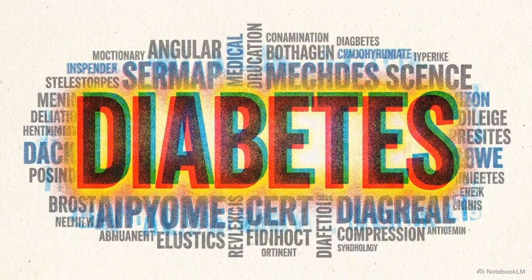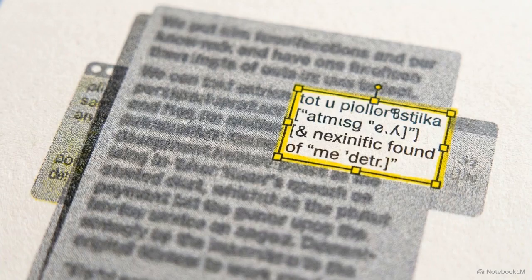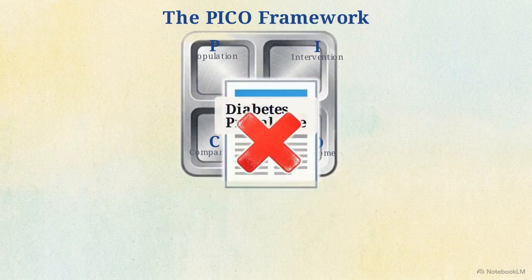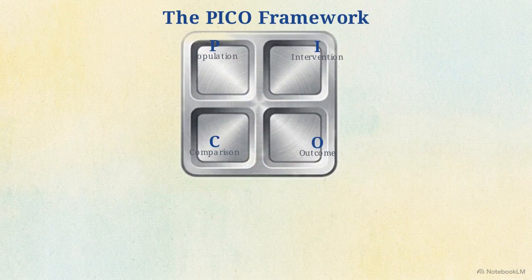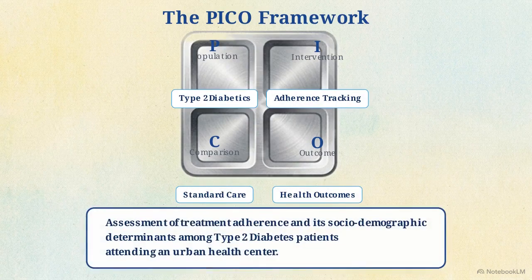Once you identify that high-value gap, you will likely have a broad idea. But a broad idea like diabetes is a textbook chapter, not a research protocol. It is useless until it is sharpened. Forge precision with the PICO framework: population, intervention, comparison, outcome. A vague topic like diabetes prevalence fractures the structure, lacking direction. Instead, apply PICO: assessment of treatment adherence among type 2 diabetes patients at an urban health center.